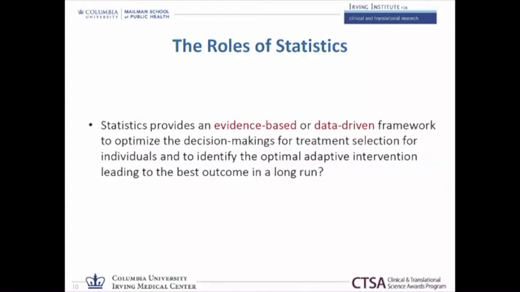So statistics plays an important role in adaptive intervention research. It provides an evidence base, or we can call this a data-driven framework, to help us optimize the decision-making for treatment selection for individuals in adaptive intervention. Also, it helps us identify the optimal adaptive intervention, leading to the best outcome in the long run.